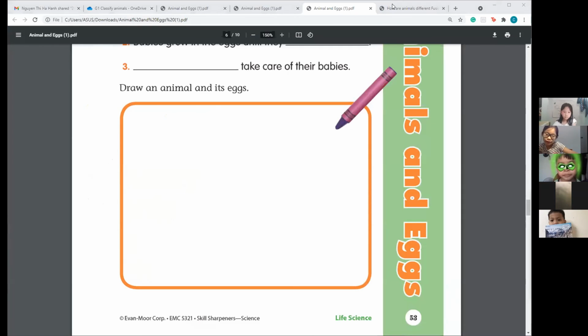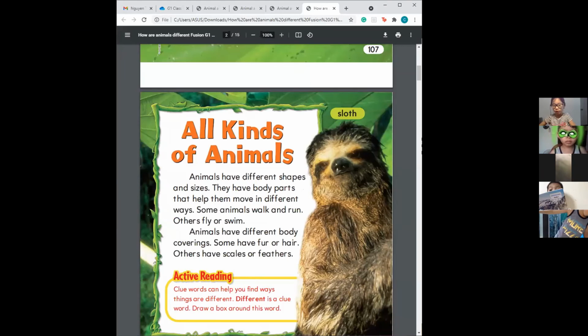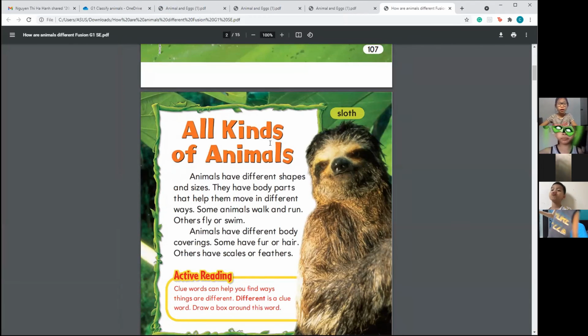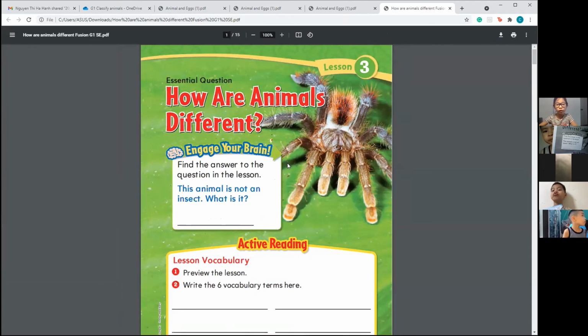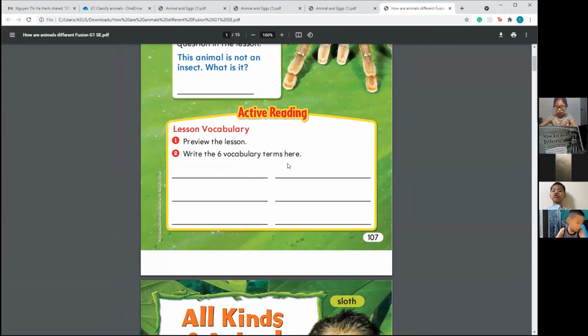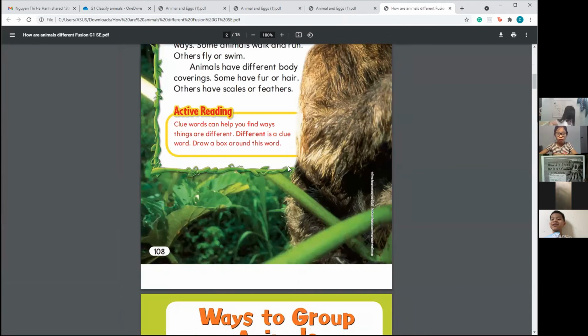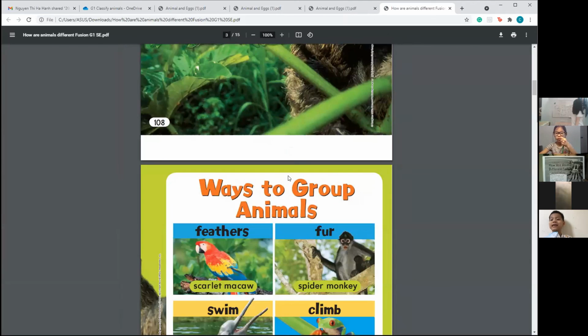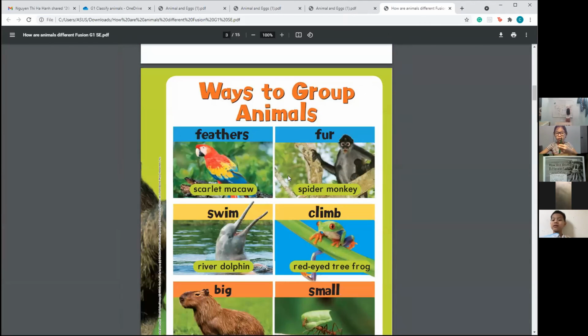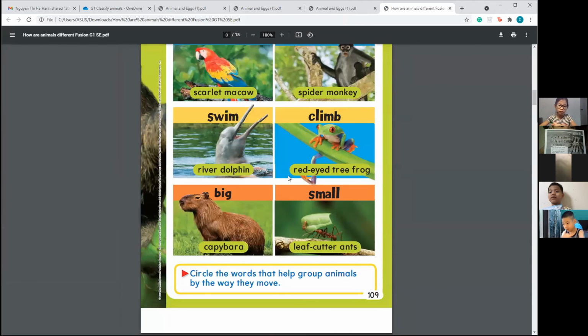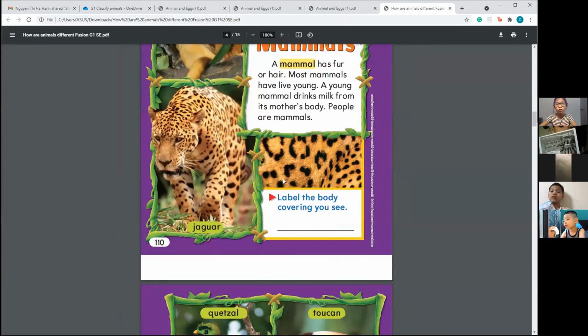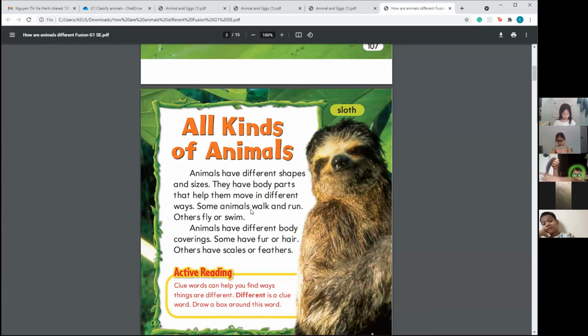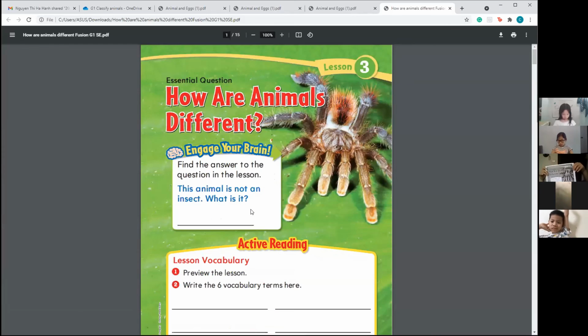Now, your book is going to look something like this. It's called Fusion. Say, how are animals different? This is the book we'll be learning from while learning online. We'll be learning about a bunch of different kinds of animals, the way we can group animals. So make sure you guys bring your book next class. Tomorrow we'll be starting this book. So you have to have this book starting tomorrow.